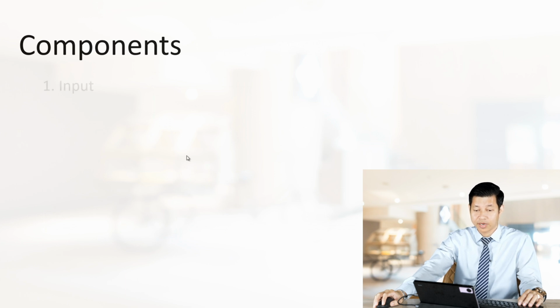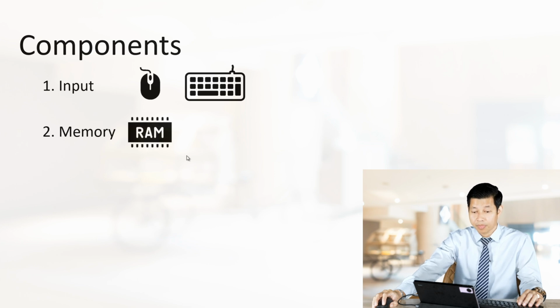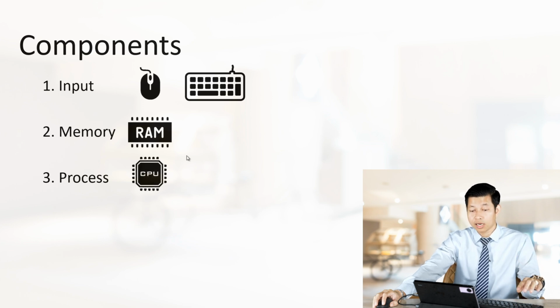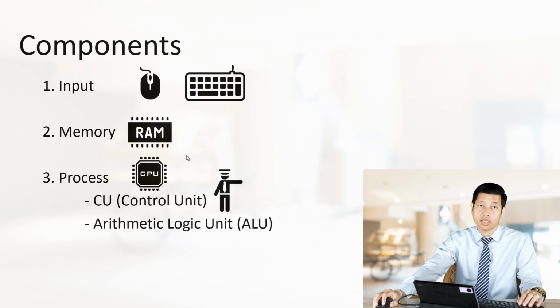There are four components. One is input. Input comes through an input device such as a mouse, keyboard, etc. Two is memory. The command or data is stored temporarily in memory, which we call RAM. Three is process. As we already know, the process has two parts. One is the CU, control unit, and another one is the ALU, arithmetic logic unit.